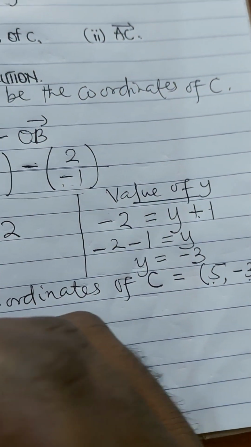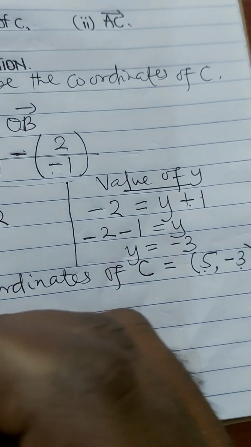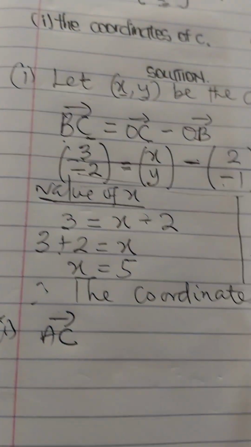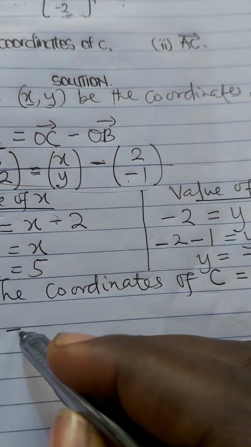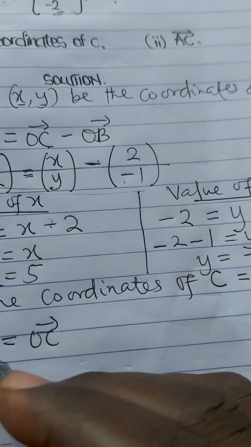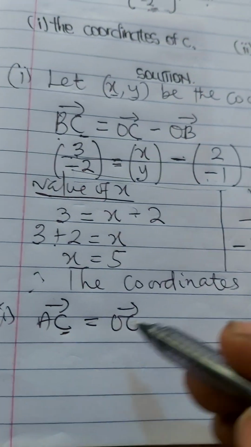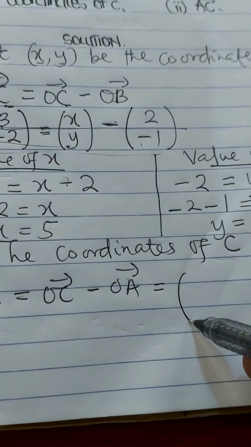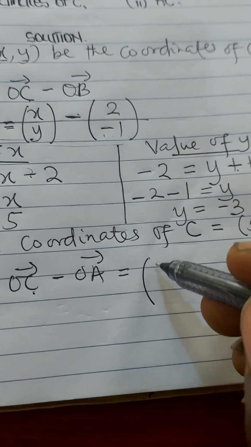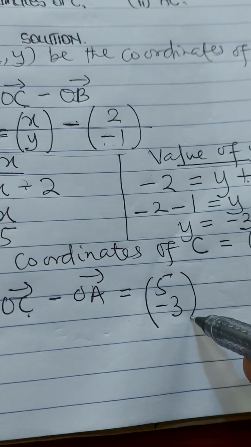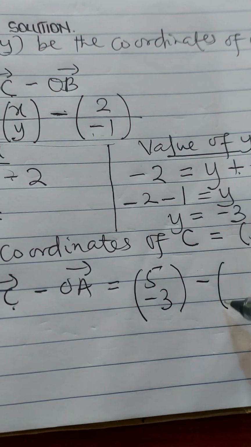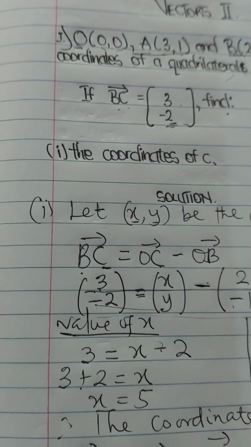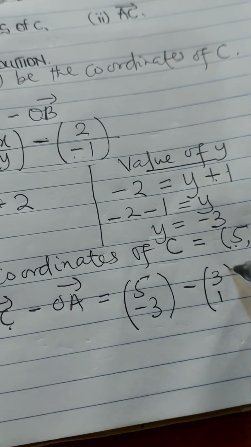Very well. So since we now know our C, we can now treat our second question, which is to find vector AC. So vector AC will be the second point, which is C, minus the first point, which is what? A. And now what is our second point? C, (5, -3), minus, what is our point A? Point A in the question was given as (3, 1).